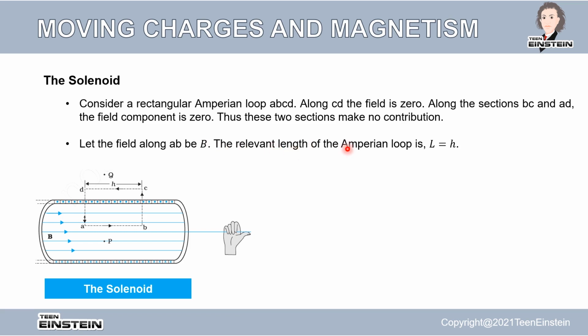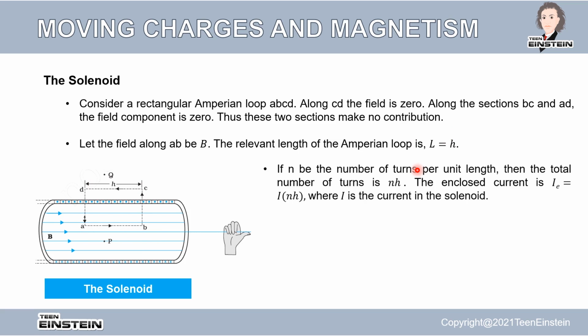Now the relevant length of the Amperian loop is L equal to h. This is the loop length, because here and everywhere else the field is 0. So only the length h here survives. That's why L equals h. If n is the number of turns per unit length, then the total number of turns is nh.